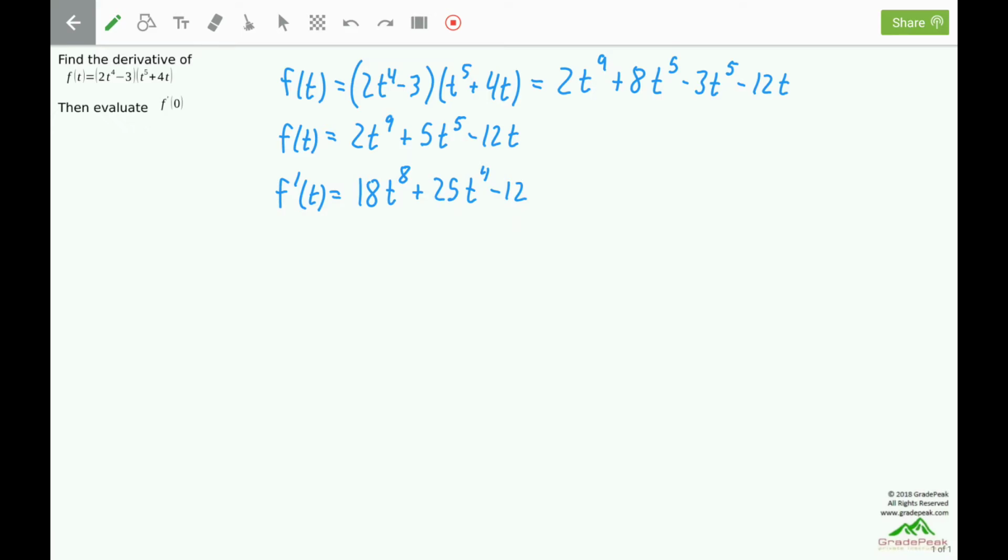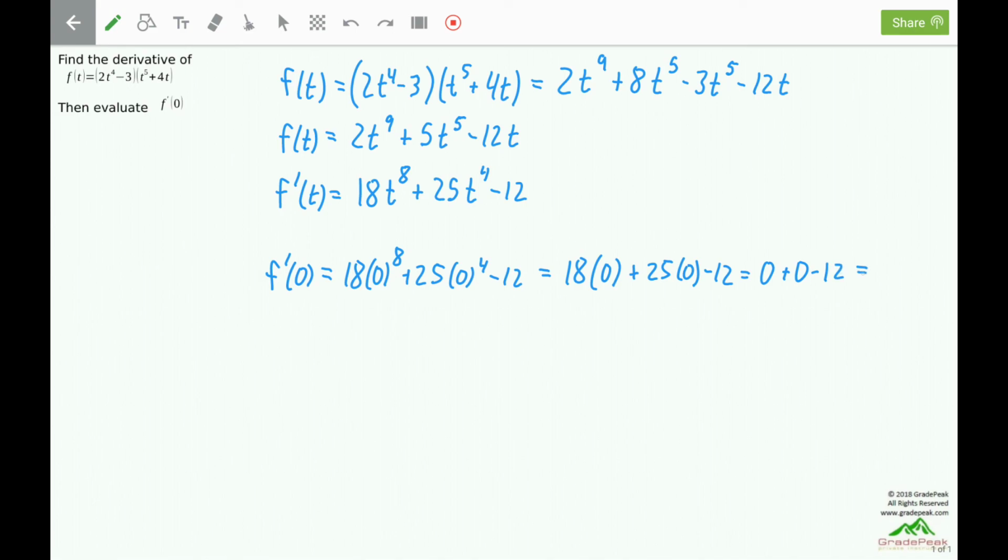The other thing to do here is evaluate f prime of 0, which means to plug a 0 in for each of the t's in f prime of t. 18 times 0 to the 8 plus 25 times 0 to the fourth minus 12. 0 raised to any power is still a 0. 18 times 0 plus 25 times 0 minus 12. 0 times any number is 0, so we have 0 plus 0 minus 12. 0 plus 0 minus 12 will give us a total of negative 12.